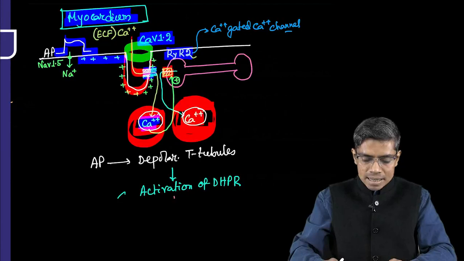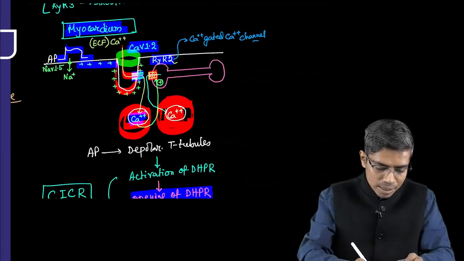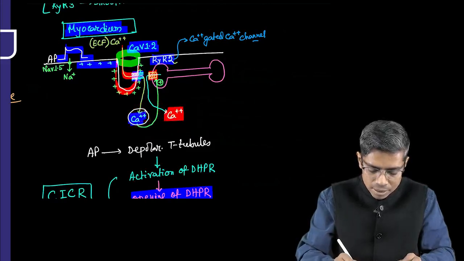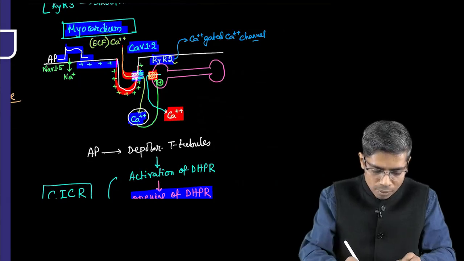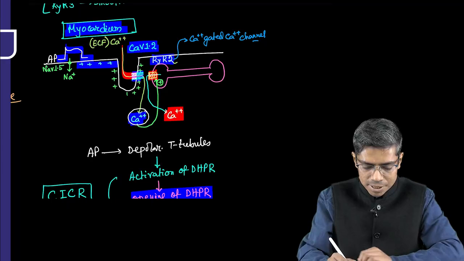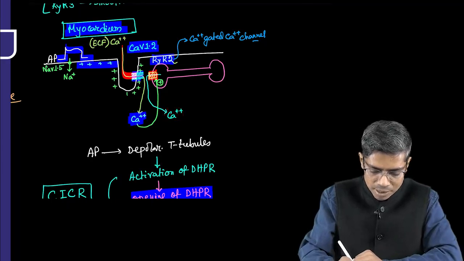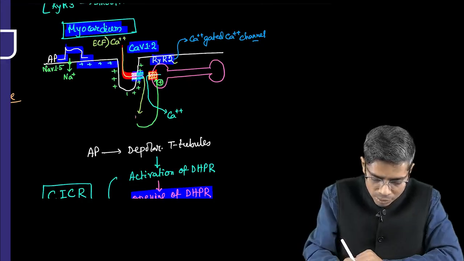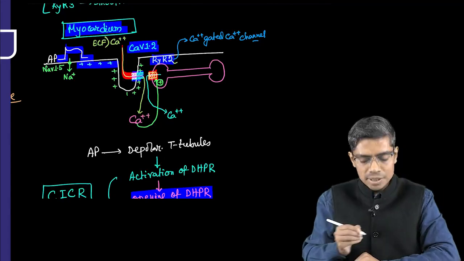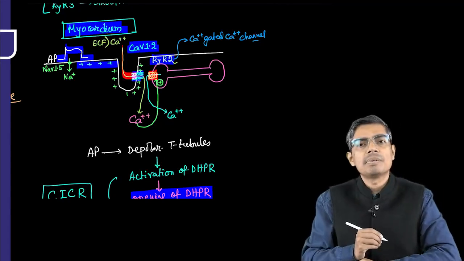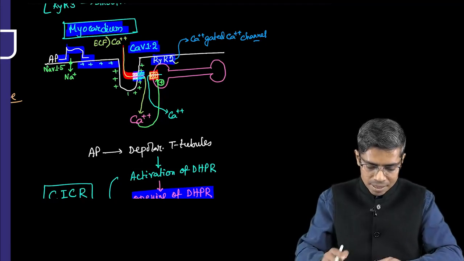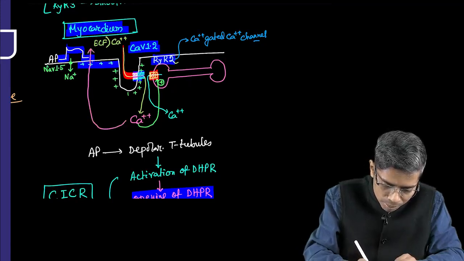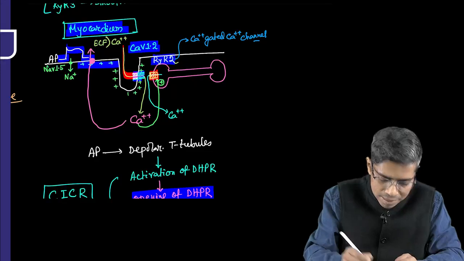But in case of cardiac muscle, you find that cardiac muscle was getting two sources of calcium. One calcium was coming from extracellular fluid and one calcium was coming from sarcoplasmic reticulum. So these are the two sources of calcium, as you can find out here. This one is coming from extracellular fluid, and this is another source that is coming from sarcoplasmic reticulum.